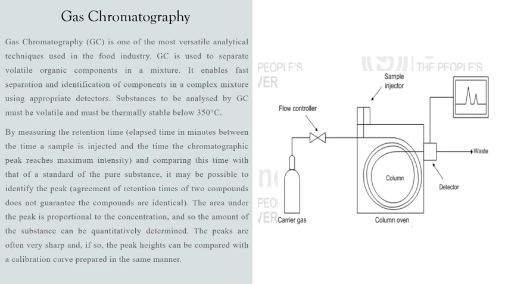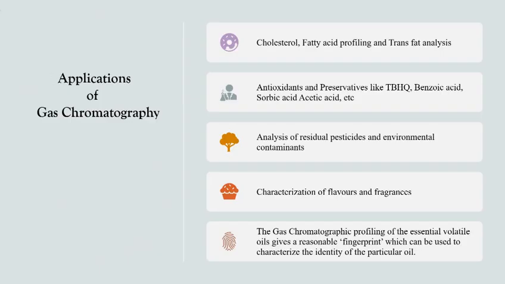These are some of the applications of gas chromatography. First, cholesterol, fatty acid profiling and trans fat analysis, for the detection of antioxidants and preservatives like TBHQ, benzoic acid, sorbic acid, acetic acid, etc. And for the detection of residual pesticides and environmental contaminants, for the characterization of flavors and fragrances, and the gas chromatographic profiling of the essential volatile oils gives a reasonable fingerprint which can be used to characterize the identity of the particular oil.